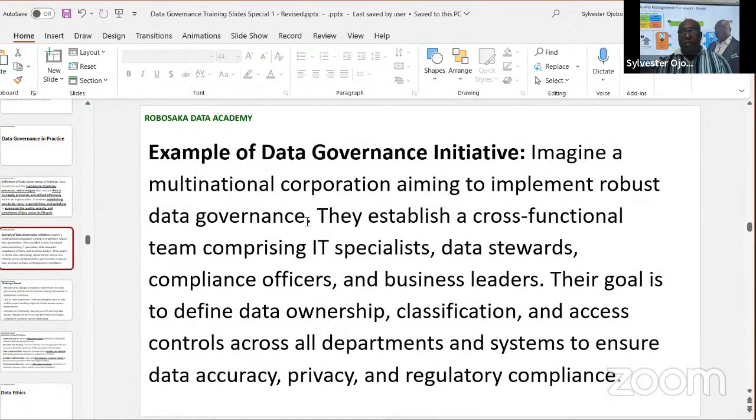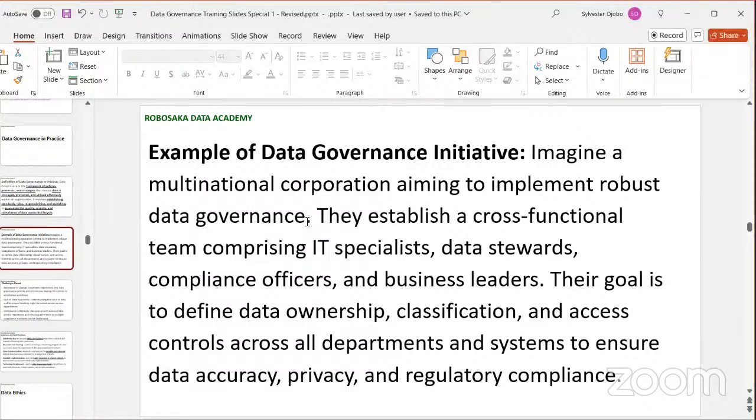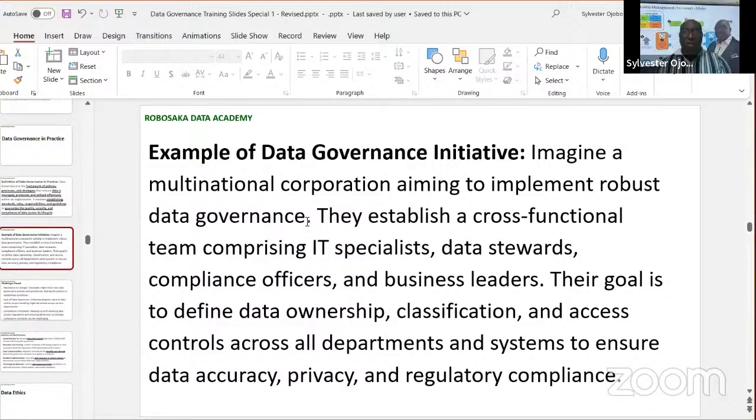Example of a data governance initiative. Imagine a multinational corporation aiming to implement robust data governance. Everybody will speak on this now because this is a real life situation. So they establish a cross-functional team comprising IT specialists, data stewards, compliance officers, and business leaders. Their goal is to define data ownership, classification, and access controls across all departments and systems to ensure data accuracy, privacy, and regulatory compliance. This is an initiative.